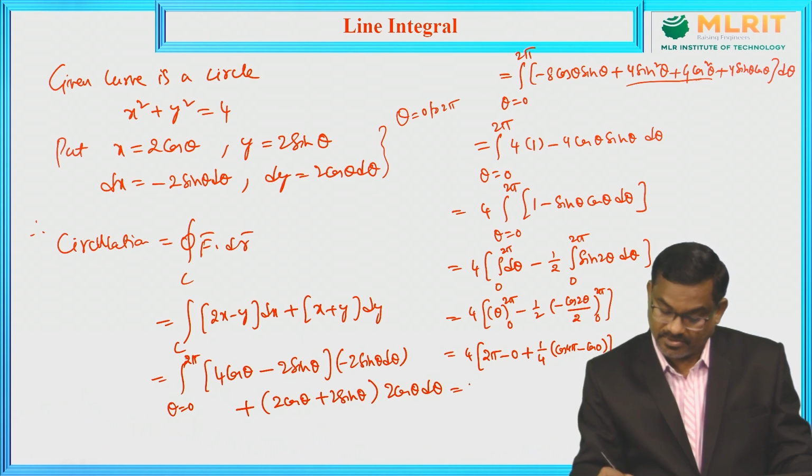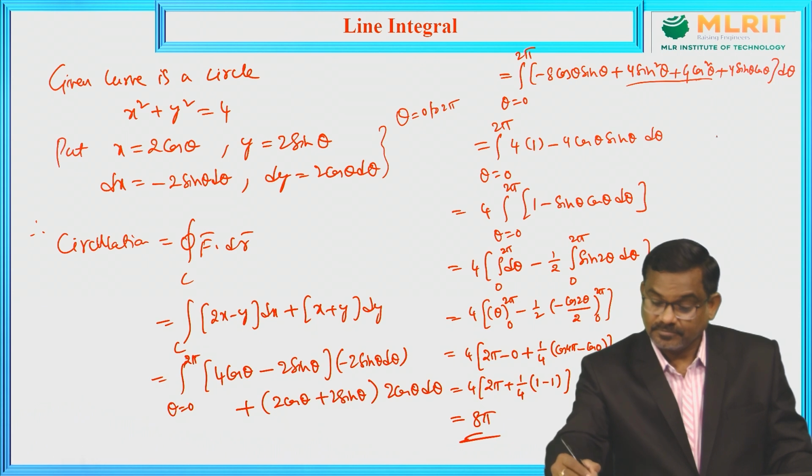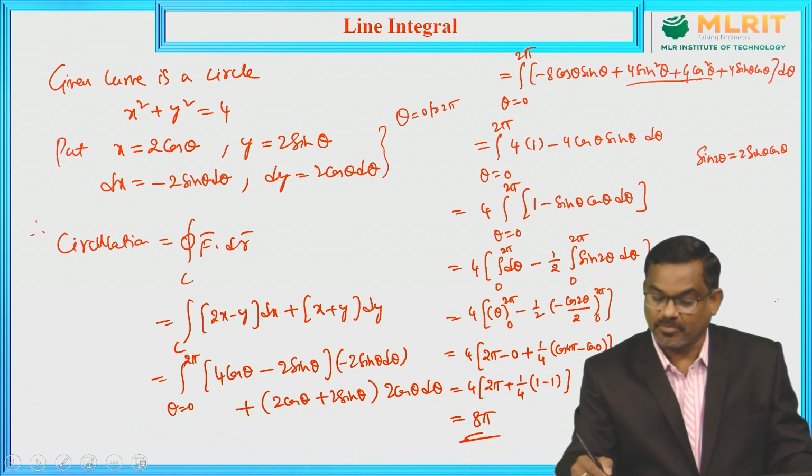So this is 4 into 2 pi plus 1 by 4 into cos 4 pi, which 4 is even, so we get 1, minus cos 0 is 1. So finally the answer is 8 pi. So here sin 2 theta is 2 sin theta cos theta. We have used this formula here.